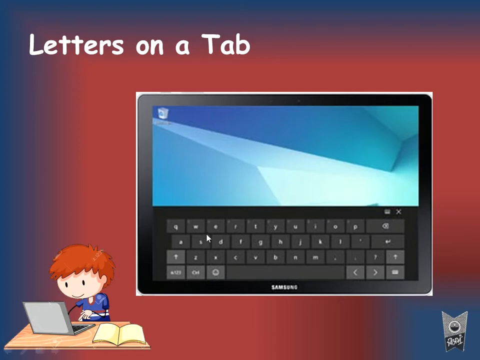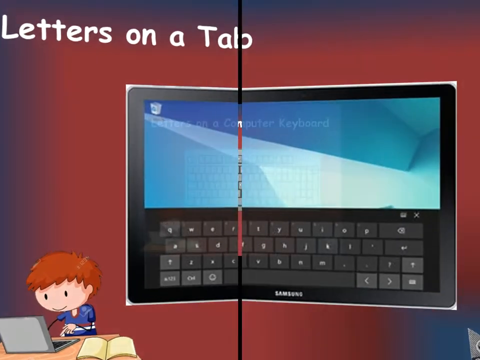Now let's read Q W E R T Y U I O P. Okay. This, is it written like A B C D? No. So the tab has the letters like this.